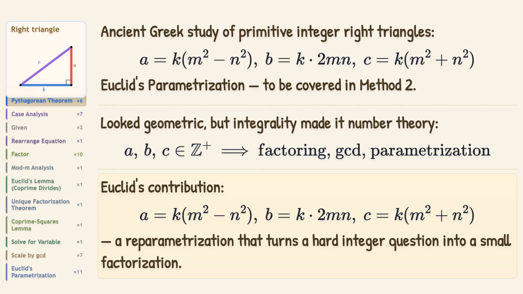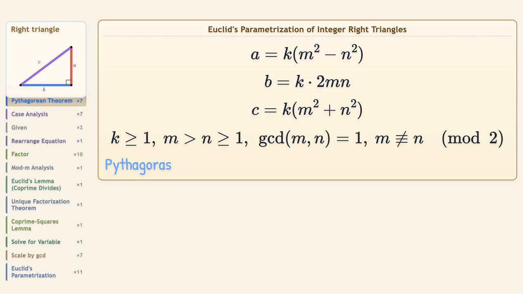Hope you like the solution, and take a moment to appreciate what ancient mathematicians like Euclid gave us. By finding a clean reparametrization of every integer right triangle, they turned a hard integer question into a small factorization and advanced number theory, analysis, and algebra at the same time. The same style of reparametrization trick still shows up in modern mathematics today. So the next time you see an integer right triangle, you will know that Euclid's parametrization is in your toolbox.